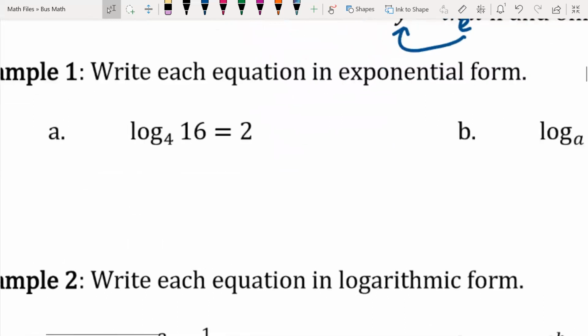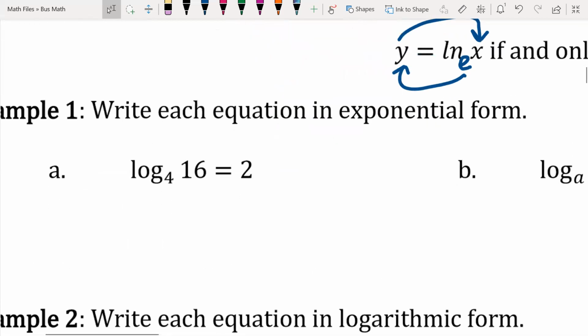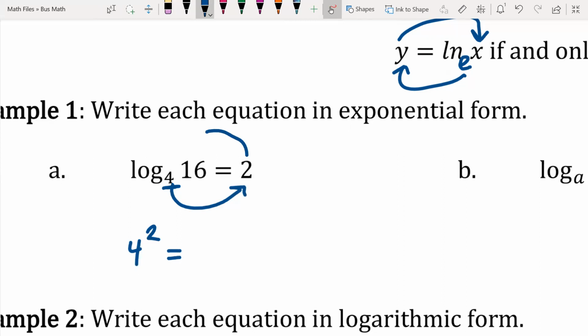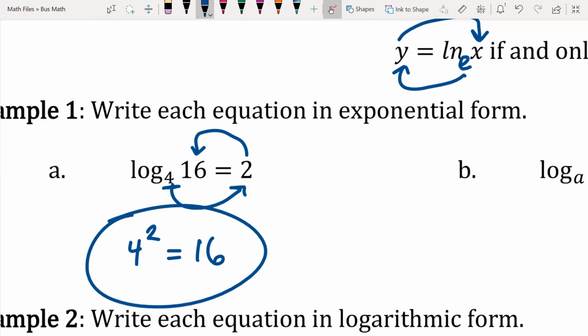For A, log base 4 of 16 equals 2. To convert, we take the base and raise it to that outside number, so you get 4 squared, and then you set it equal to the number inside the log. You get 4 squared equals 16. So we just converted from log to exponential, and we actually got a true statement: 4 squared is 16.